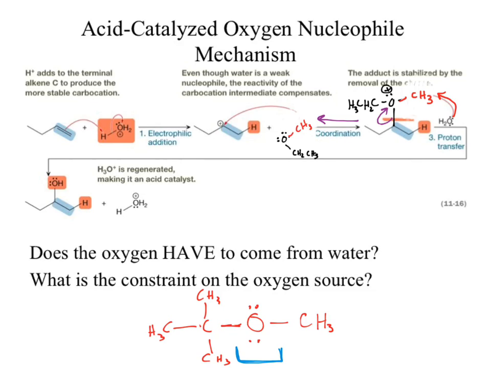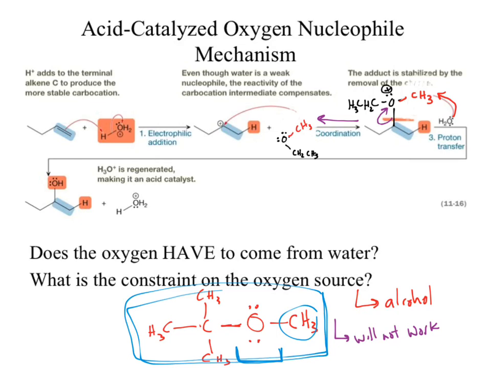So our constraint is that we have to have what functional group as our oxygen source? Alcohol. Alcohols need to be our oxygen source. Okay. What will not work? Ester. Not ketone. I want a little more detail than that. What functional group? Try again. Ketone. So it's not just this, it's this whole structure. What functional group do we have? There it is. It's an ether. Ethers will not work.